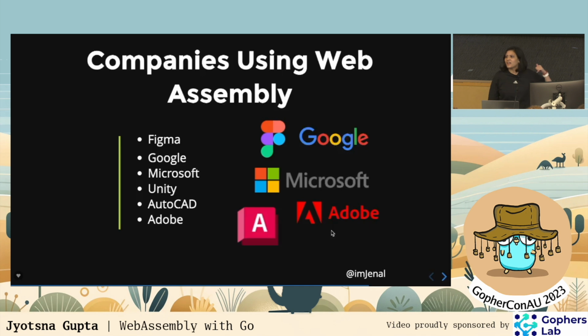You will see there are some big, large companies which are already using WebAssembly in production. Figma is one of them. Google is using it for Google Earth. Microsoft is using it for the Microsoft Blazor tool. Unity, a game development engine, is also using it. AutoCAD and Adobe are also using WebAssembly right now in production. It's not a theoretical concept, it's already live in production.